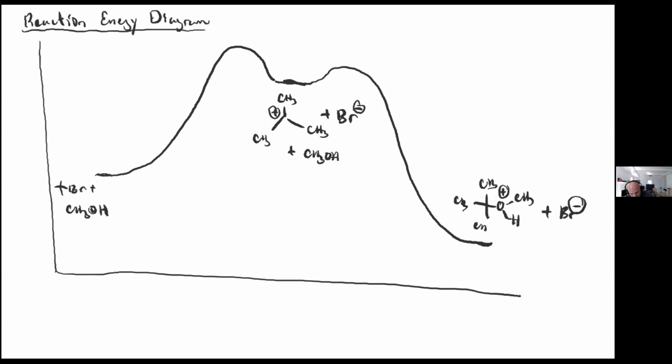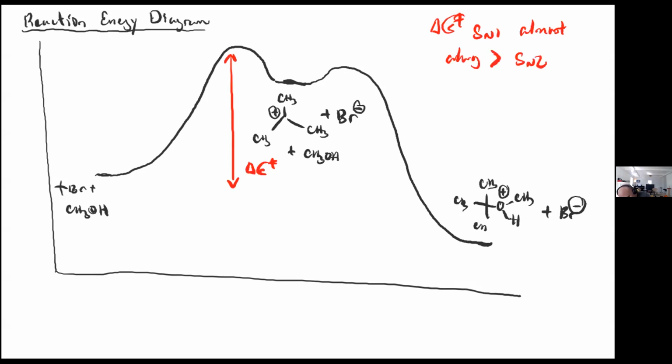And so we can say that the activation energy, so delta G double dagger, for an SN1 is almost always greater than an SN2, okay? No bond formation in the rate determining step, okay?